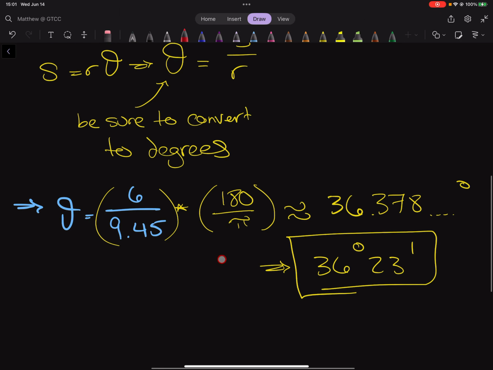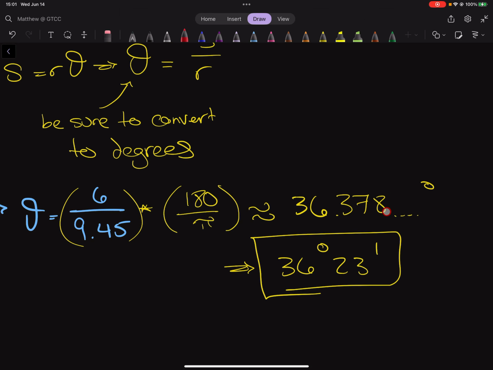If you notice, I'm multiplying this by 180 over pi. This is the catalyst to convert radians to degrees. I calculate this and get 36.378 and so on degrees. To convert this to degrees, minutes, and seconds, I take the number from the calculator and subtract the whole degrees, so I subtract 36, then multiply everything after the decimal by 60 and round to the nearest minute, and I got 36 degrees and 23 minutes.